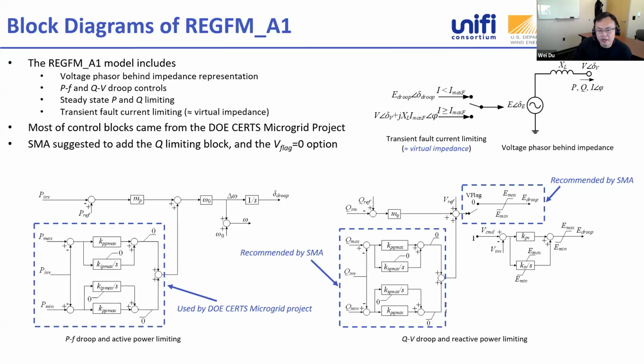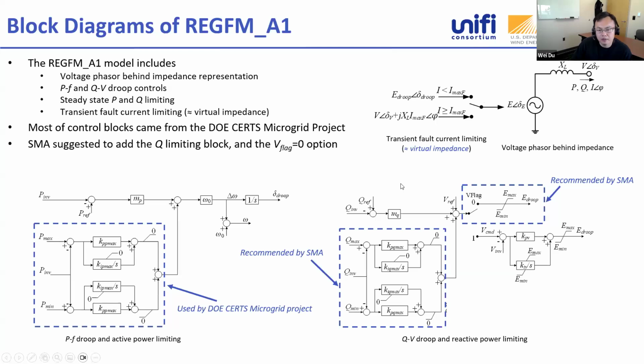And then these slides just show the core control blocks of this model. First, we think this REGFM-A1 is a grid forming inverter, so it is represented as a voltage phasor behind impedance, right? Because it is grid forming, it is a voltage phasor behind impedance. And also it represents a droop control. Because it represents droop control, we have this simple power versus frequency droop control, and also reactive power versus voltage control, two droop controls.